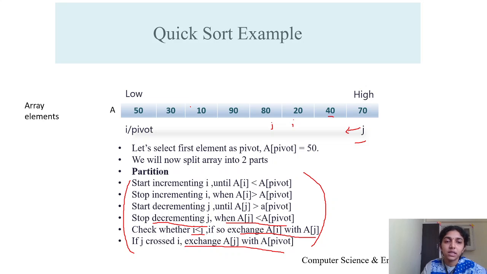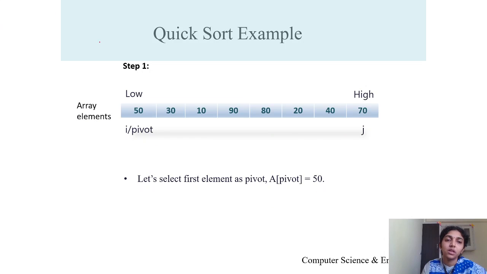Now let us see an example to make these points clearer. In step 1, we can see the initial way all the variables are pointing. Low fetches the first element, high fetches the last element of the array, i is pointing to the first element, pivot is also pointing to the first element, and j is pointing to the last element. This is the initial representation of quicksort before it gets started.